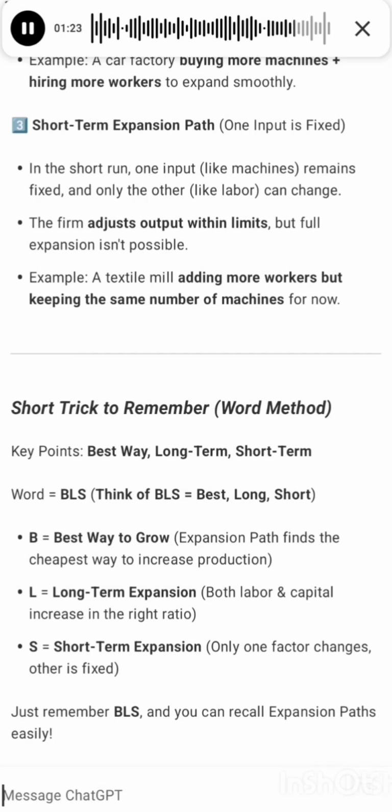Expansion path finds the cheapest way to increase production. L equals long-term expansion. Both labor and capital increase in the right ratio. S equals short-term expansion. Only one factor changes, other is fixed. Just remember BLS, and you can recall expansion paths easily.